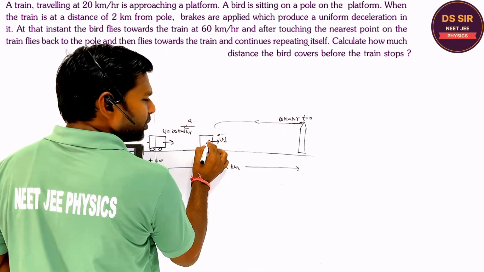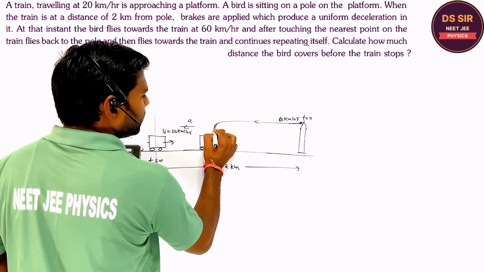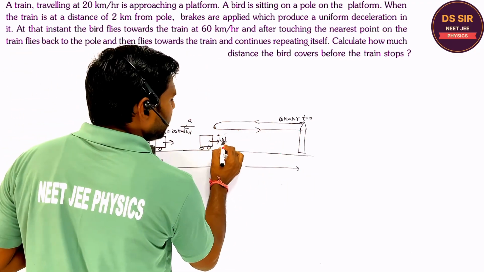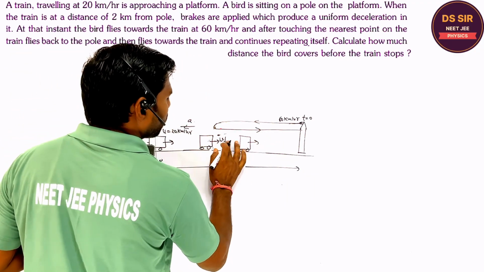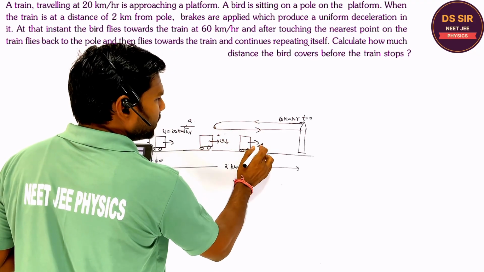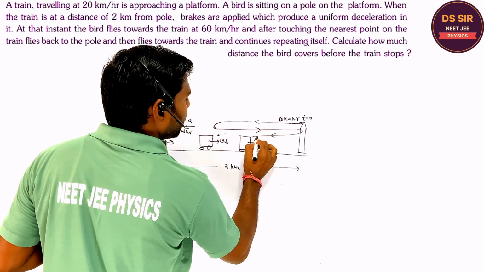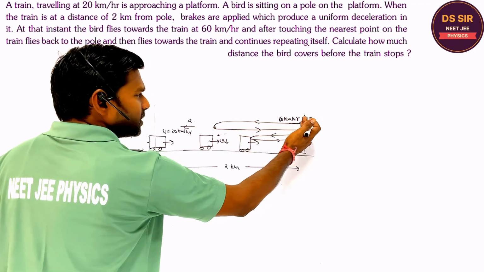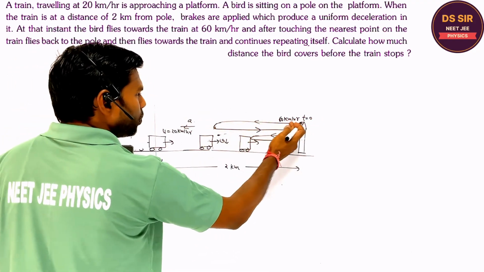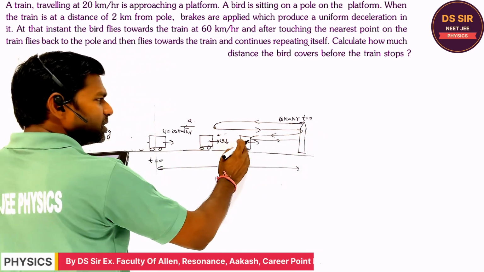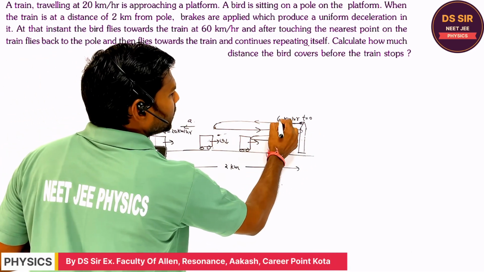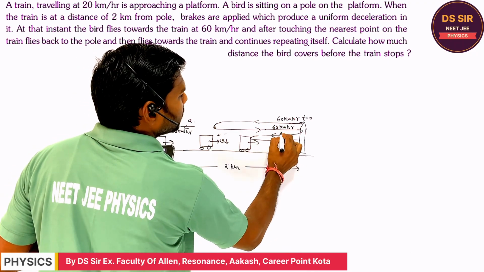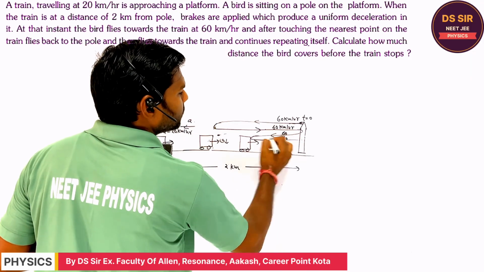Fine. And when this train reaches this point, this bird touches the train and flies back to the pole. Are you getting? Meanwhile, this train is moving forward continuously, but the speed is decreasing. Then it touches the train and moves again. Is it clear or not? The bird is coming, the train is also going towards the bird. So the bird touches the train, goes to the pole, touches the train, goes to the pole. By what velocity is the bird flying? 60 kilometer per hour. You understand or not?